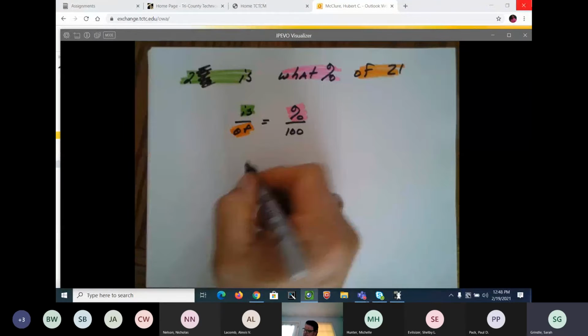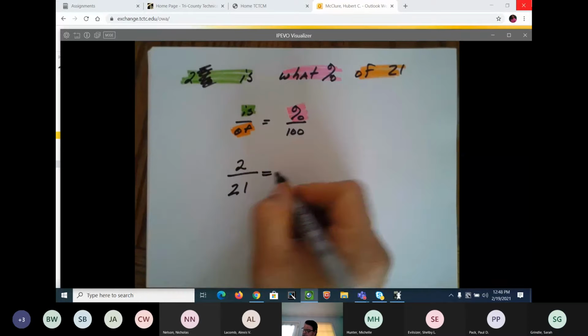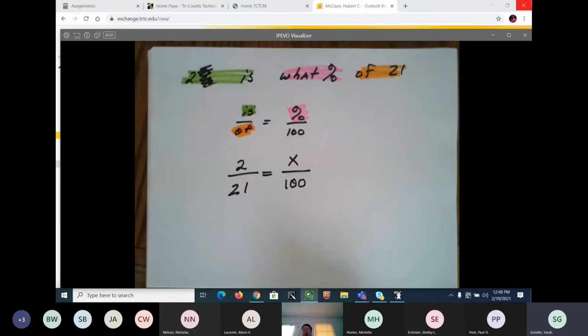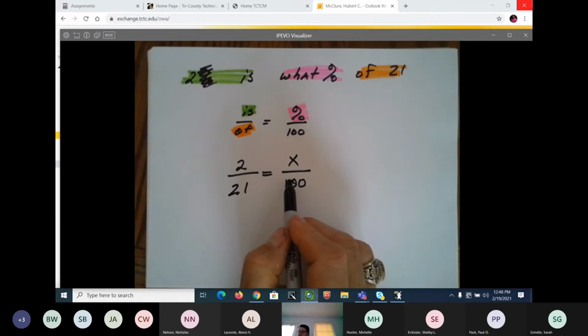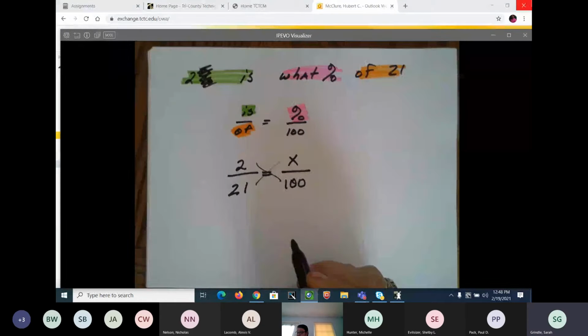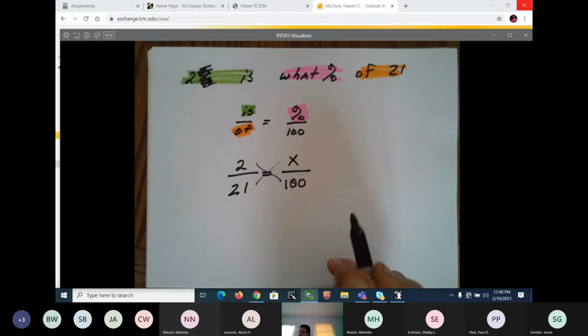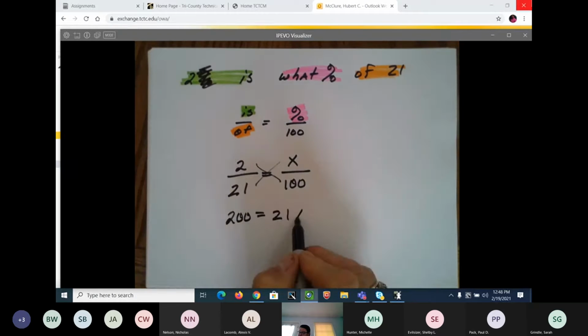2 goes here. 21 goes here. X goes here. And 100 goes there. And what do we do when we have an algebraic variable with 2 fractions? Mr. Pack, I believe you asked this several weeks ago. You cross what? Cross multiply. 200 is equal to 21x. Divide by 21.